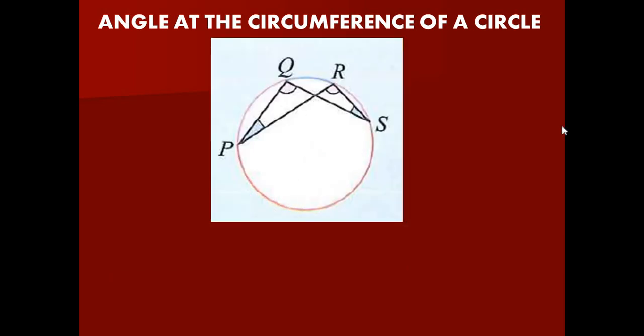Now look at the second diagram. Angle QPR and angle QSR. You can see that these two are angles at the circumference. How about angle PQS and angle PRS? They are also angles at the circumference.